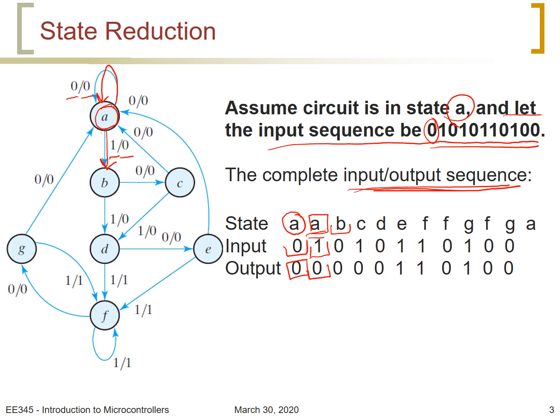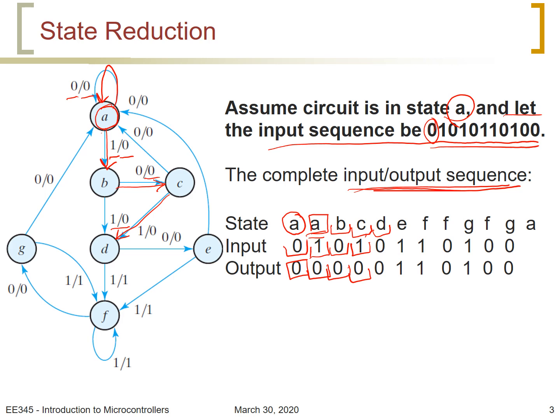Now in state B, when the input is 0, we look at the diagram and find that it goes to C. So we write C here and the output is 0. And when it is in C and the input is 1, we look at the diagram, we find it goes to D and the output is 0. So we write D here and the output is 0, and so on.